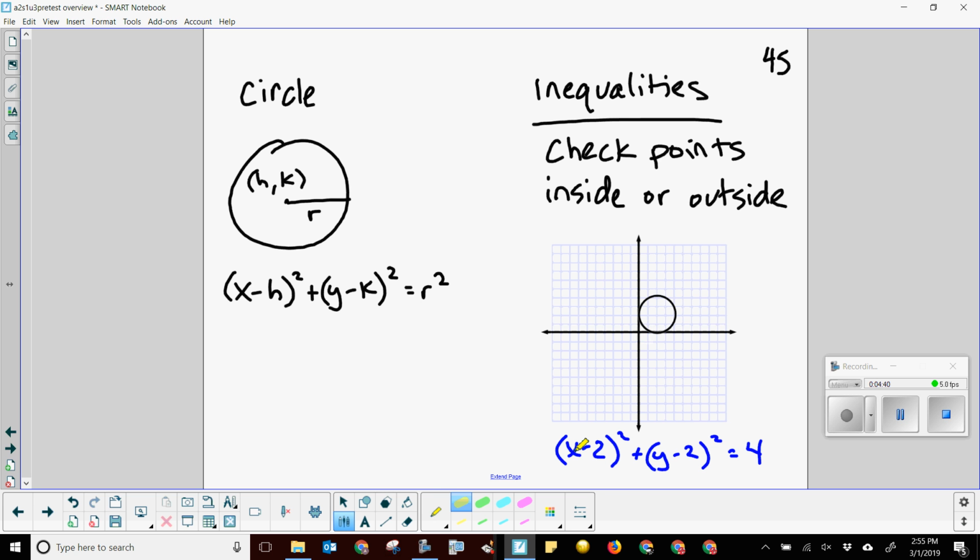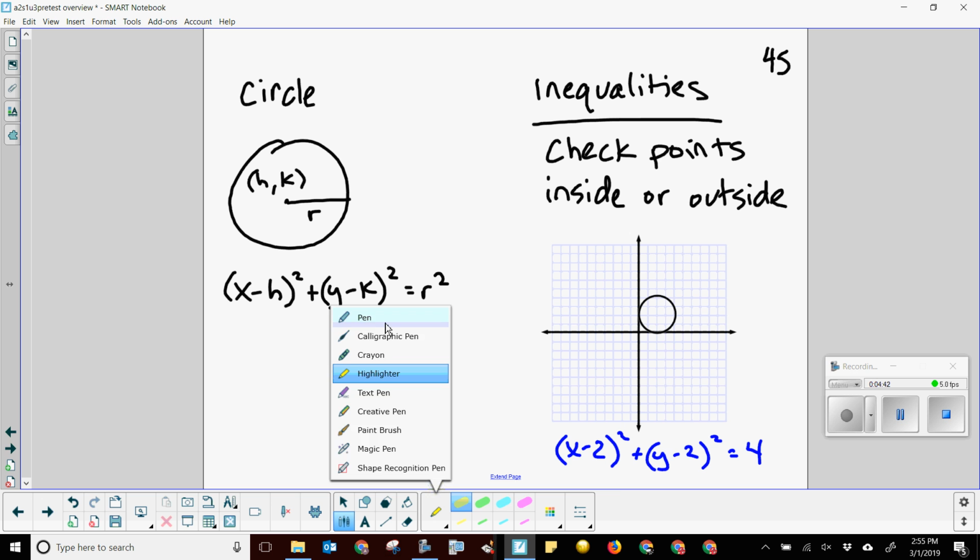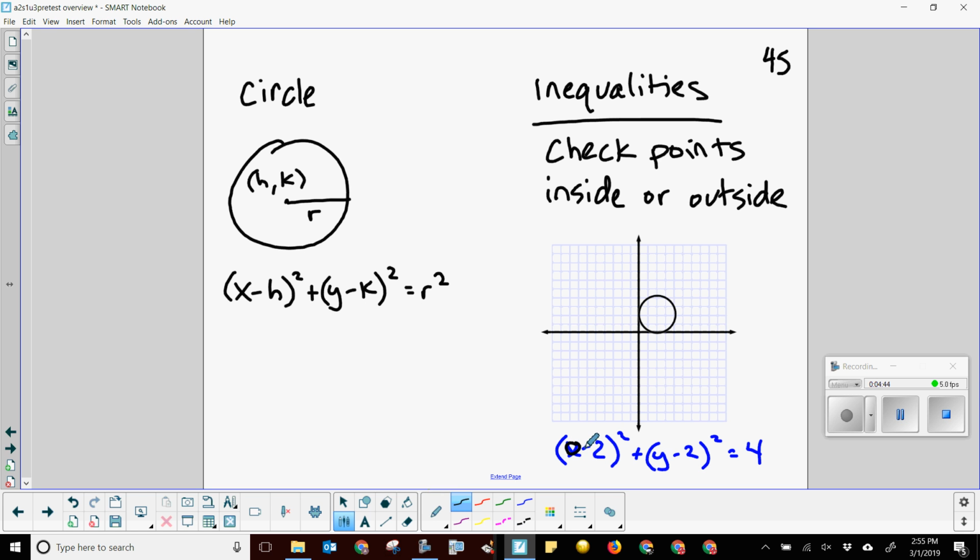Because look here, if that's 0, let me switch back to a pen. If that's 0 and that's 0, 0 minus 2 is -2. -2 squared is 4. 0 minus 2 is -2. -2 squared is 4. 4 plus 4, and it just depends. If it's greater than, then that's the side we shade, because that's true.